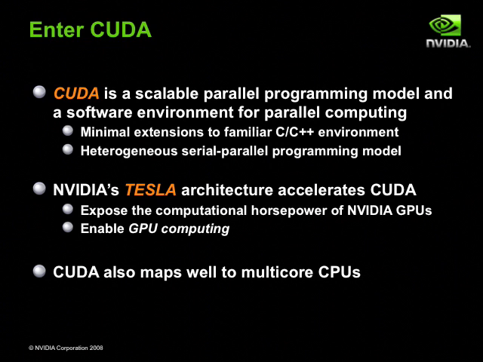NVIDIA's Tesla is the hardware that accelerates CUDA. While CUDA programs can run on all shipping NVIDIA GeForce and many Quadro products, the Tesla cards and rack-mountable servers are dedicated to exposing the computational horsepower of NVIDIA GPUs for GPU computing. While CUDA is designed for many-core architectures, it also maps well to multi-core CPUs. CUDA expresses parallelism well and has the ability to target either the GPU or CPU.